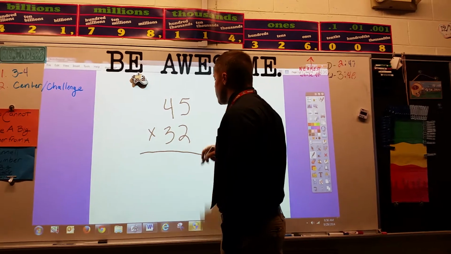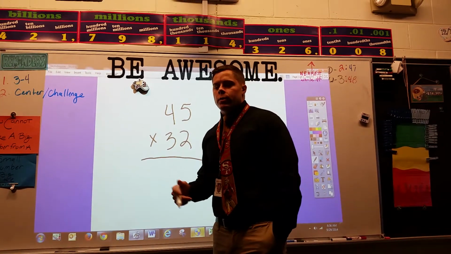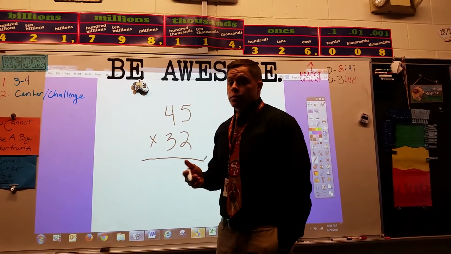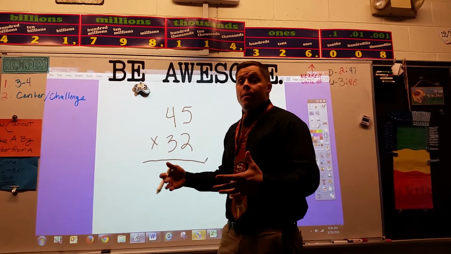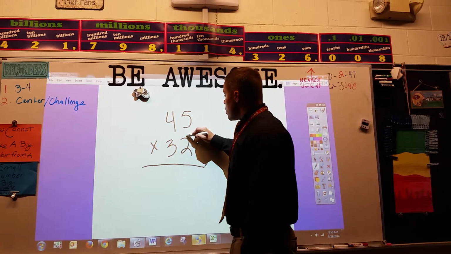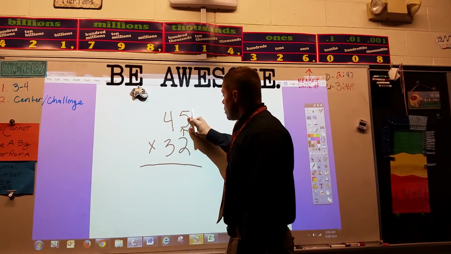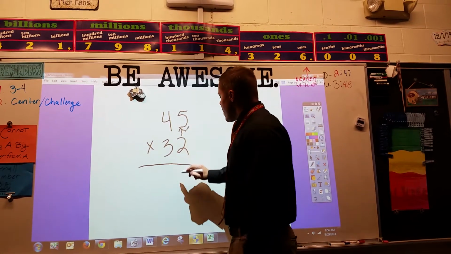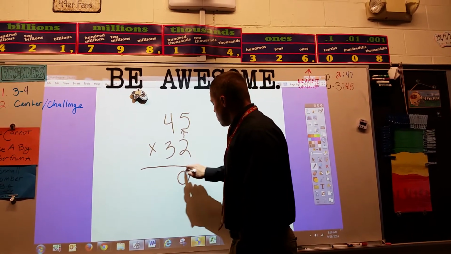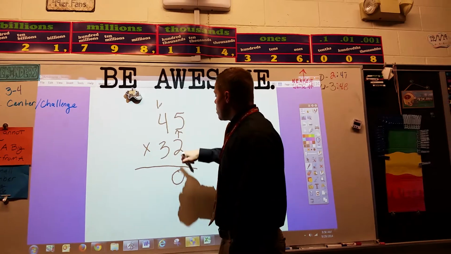I'm going to write it a little bigger because this first one maybe we'll solve it, but I want to go through step by step of what you're supposed to do. You always want to start with your ones digit, and you're going to multiply it by everything above it. So you're going to start with the 2 times 5. Just like addition, you're going to get a double digit number, so you're going to need to carry. 2 times 5 is 10. Put your 0 down, carry your 1.